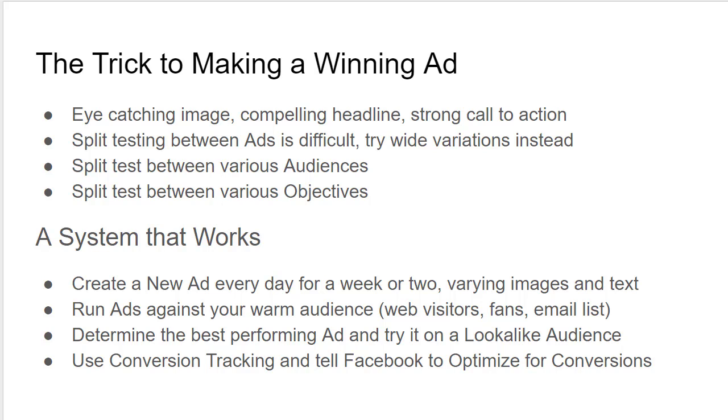The next step would be to determine the best performing ad and try it on a lookalike audience. And then next would be to use conversion tracking and tell Facebook to optimize for conversions. And that's really the winning solution there. That's what people do. And that's more advanced, but that is just kind of a look into the future. If you're not there yet, that's how they do it. That's how to really make it work.